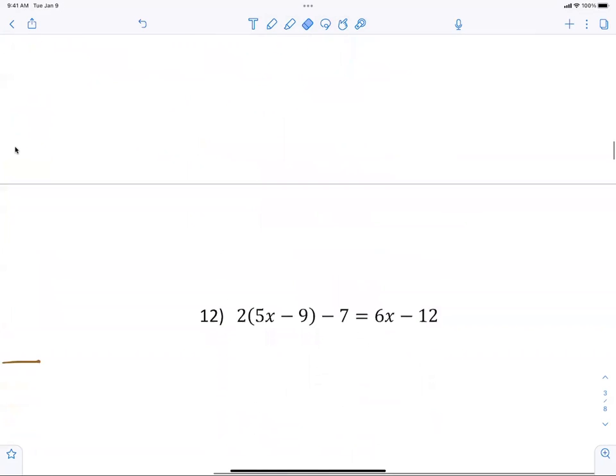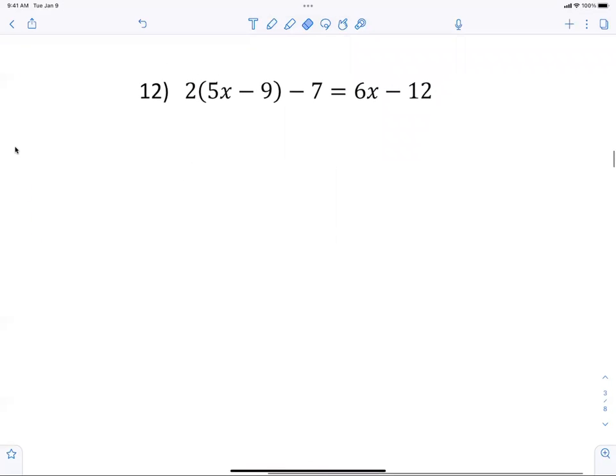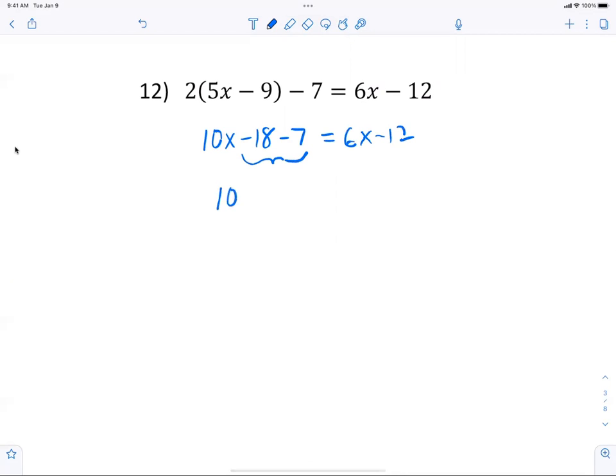All right, let's check out number 12. All right, James. Distribute the 2. Tell me. 10x minus 18 minus 7. Beautiful. So then first I added 7 first. Can we combine terms though? Oh yeah, so that would be negative 25. Yes. So, you would still get the right answer if you didn't do that, but it's better to do this.